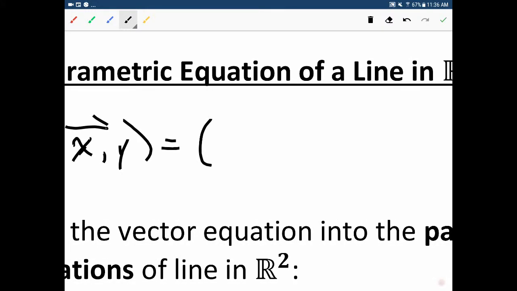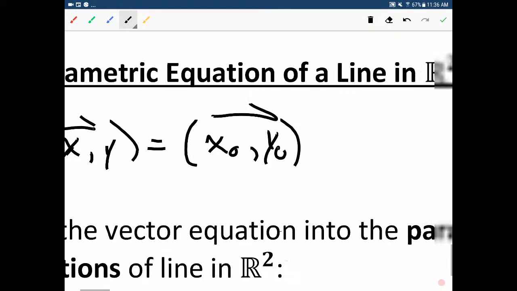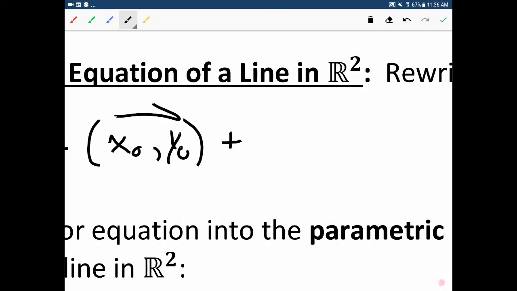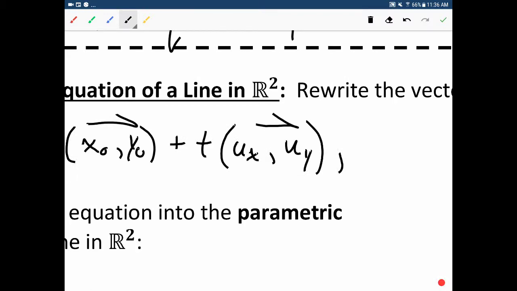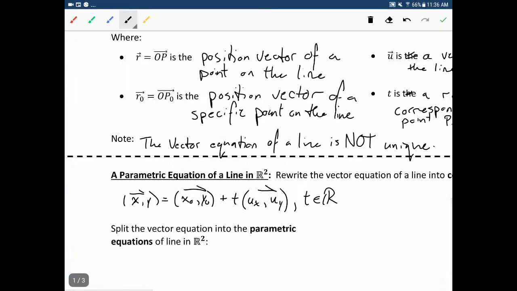So then what we're going to do is take that starting point, that point that we know is on the line. We take its vector, and then we add t, the same t we had before, times the x component of the direction vector, and the y component of that vector. So this is the exact same thing. You do still have to write t as an element of the real numbers.